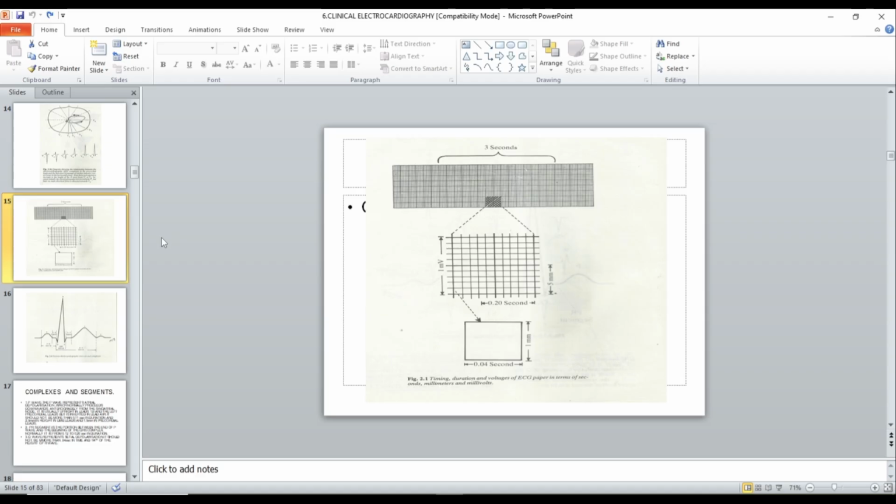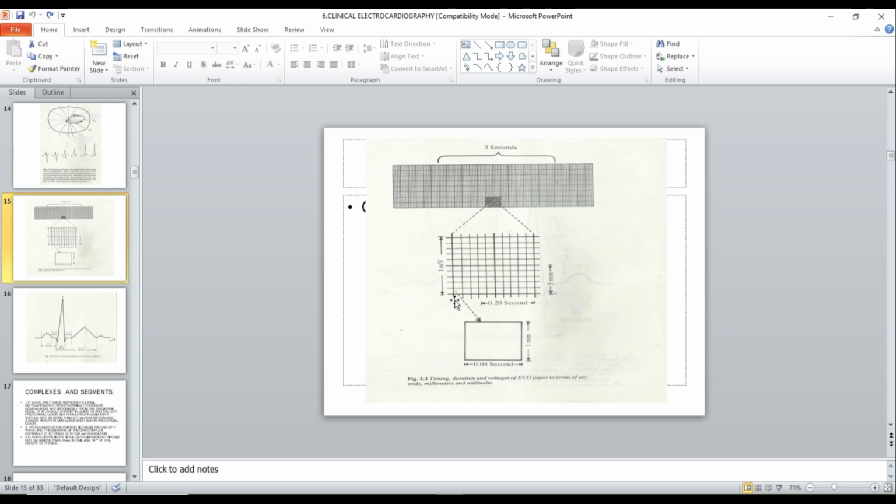Now coming to the fundamentals of the electrocardiogram, we will talk about the electrocardiography paper and then about the components of the ECG. The electrocardiography paper contains two small squares. One is 1 millimeter square, 1 by 1 millimeter. The other is a big square, 5 by 5 millimeters.